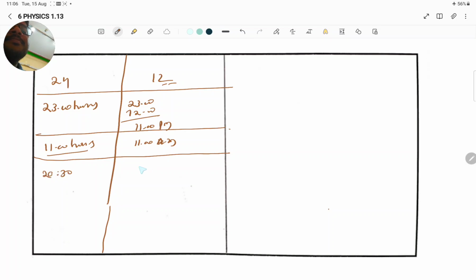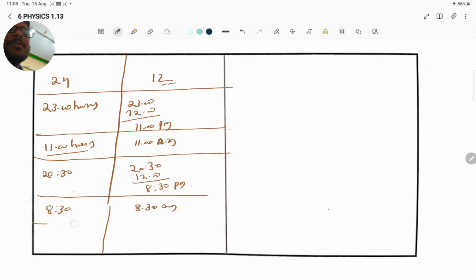Okay. For example, 20:30. Here 20:30 minus 12, how much? 8:30 PM. Night 8:30 PM. And 8:30 hours means 8:30 AM. Okay. This is the 24 and 12 hours time.